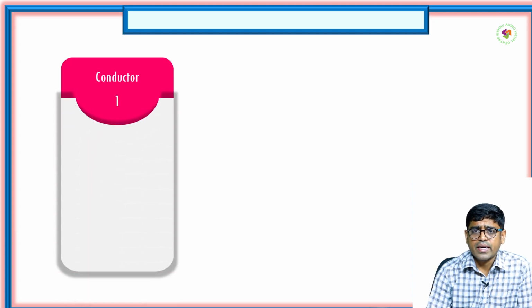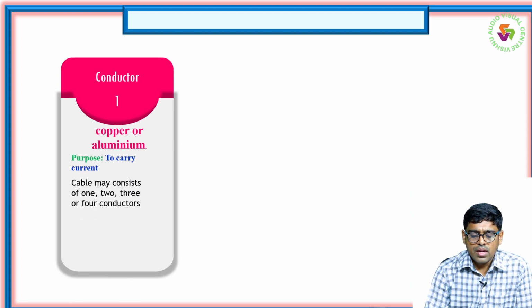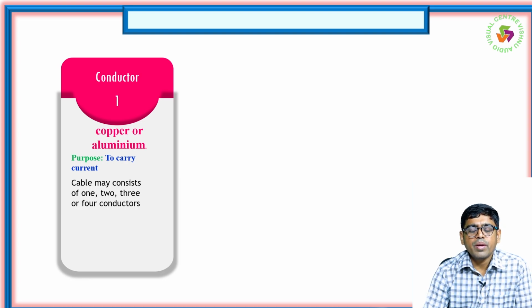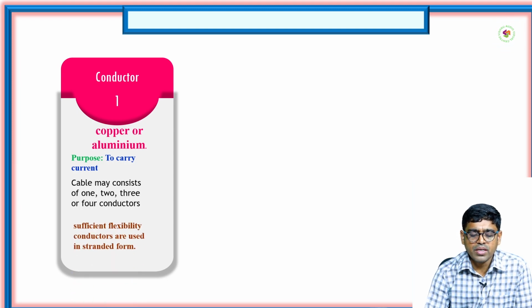The first one is the conductor. We can use either a copper or aluminum conductor, and the purpose is to carry the current. The cable may consist of 1, 2, 3 or 4 conductors in a particular cable, and sufficient flexibility of the conductors is provided in standard form.